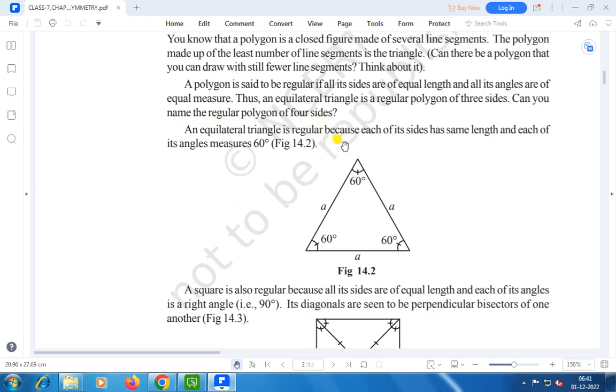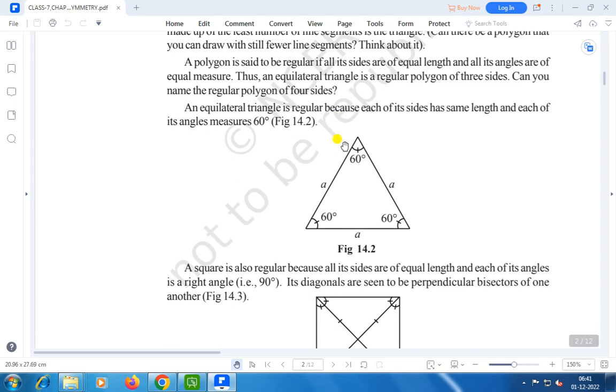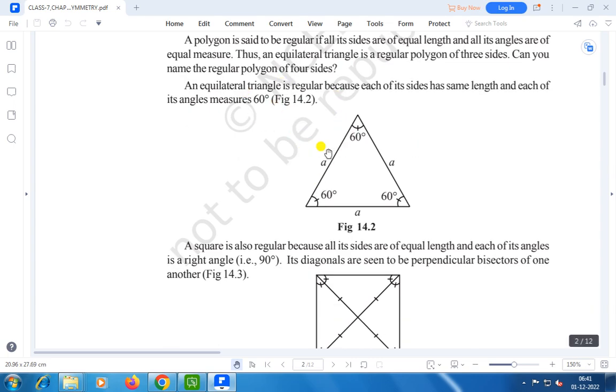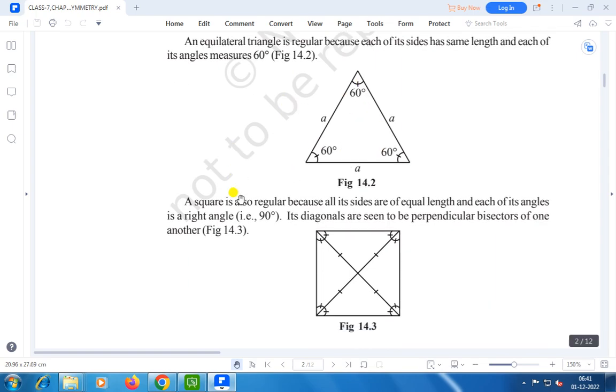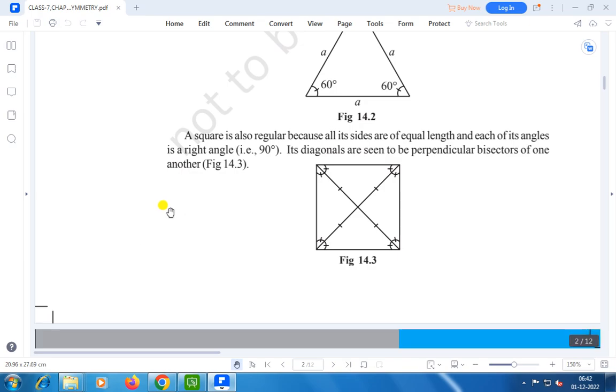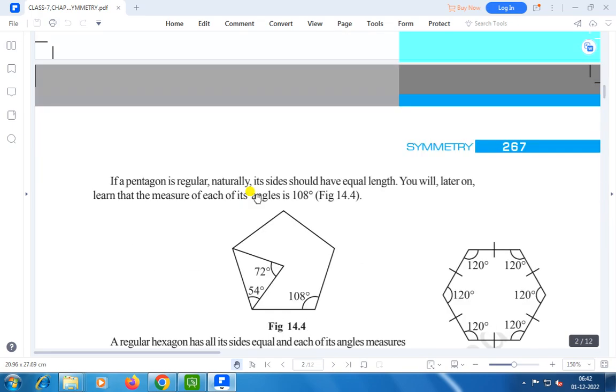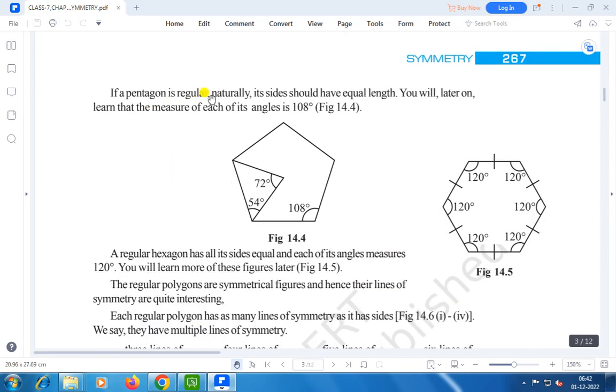An equilateral triangle is regular because each of its sides has the same length and each of its angles measures 60 degrees. Here you see all the sides are equal and each angle is 60 degrees. A square is also regular because all its sides are of equal length and each of its angles is a right angle. Its diagonals are seen to be perpendicular bisectors of one another, right? Now this one, if a pentagon is regular, naturally its sides should have equal length. We later learn that the measure of each of its angles is 108 degrees. So you see, these are all equal angles in the pentagon, right?